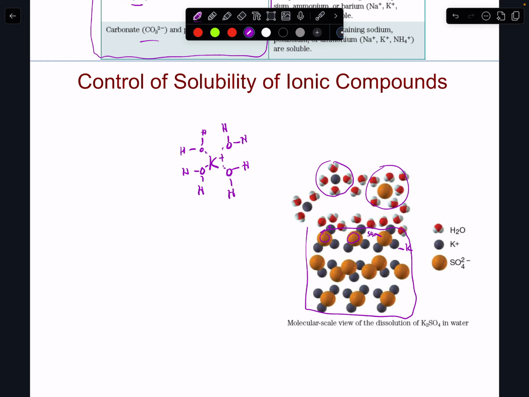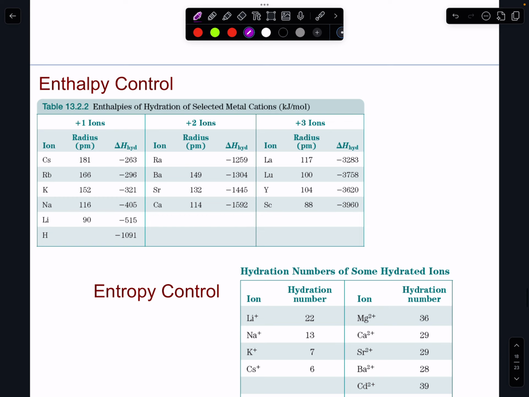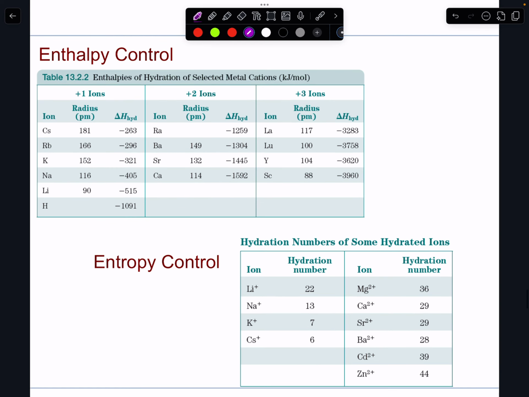The other thing that happens is when they dissolve, the ions go their separate ways. So the potassium ions start out attached to and not moving from the sulfates, and the sulfates are attached to and not moving from potassiums. And when they dissolve, they split apart and float away from each other. So those are the two things to think about. The ions get hydrated, and the ions go free or set free. So let's look at our enthalpy control first.